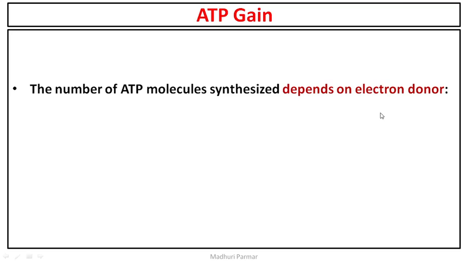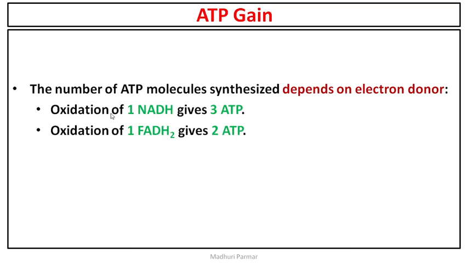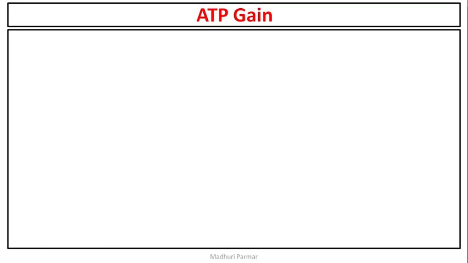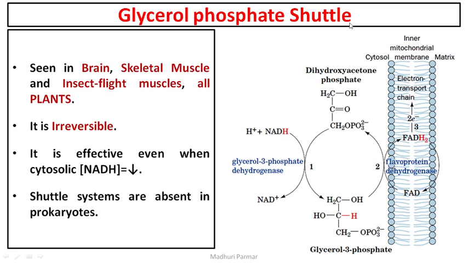Who is the electron donor here? So we have only two. We have either NADH or FADH2. So oxidation of one NADH. Oxidation of NADH meaning what? NADH giving you NAD plus H plus electrons. So this process is called oxidation. Okay. So oxidation of one NADH gives you 3 ATP, and oxidation of one FADH2 gives you 2 ATP. So from this, can you understand that if glycerol phosphate shuttle is used to transport the electrons from NADH into the mitochondria, then we will generate 1 ATP less.